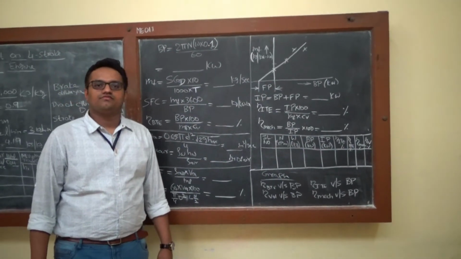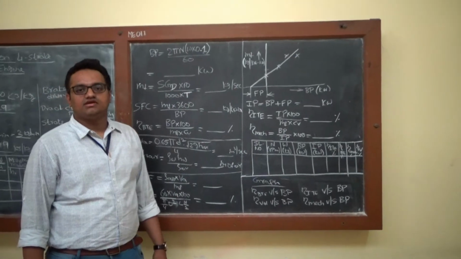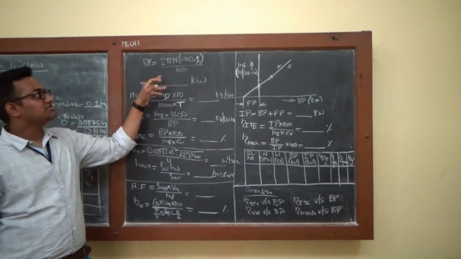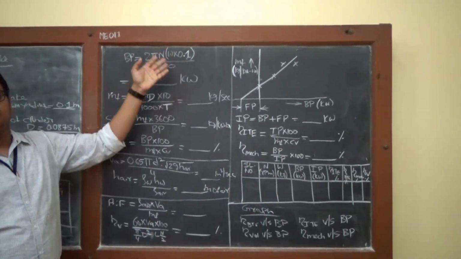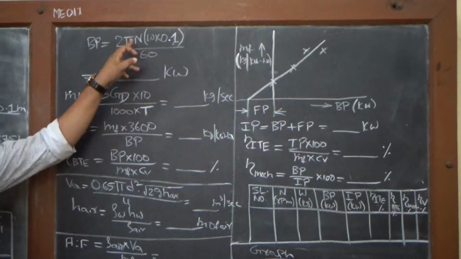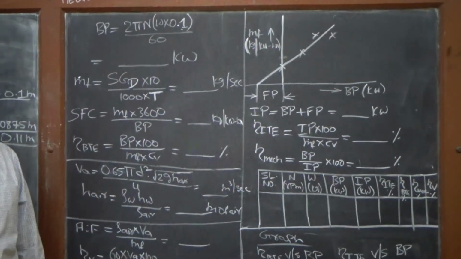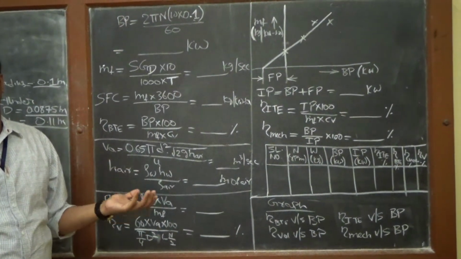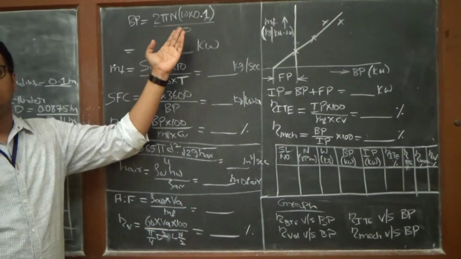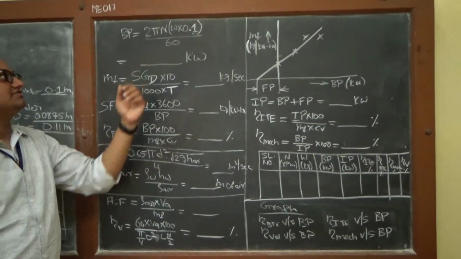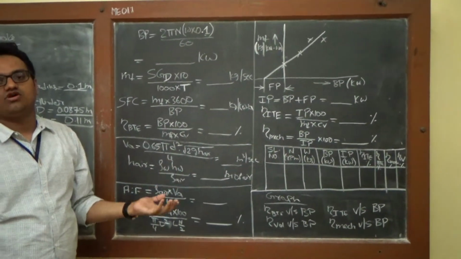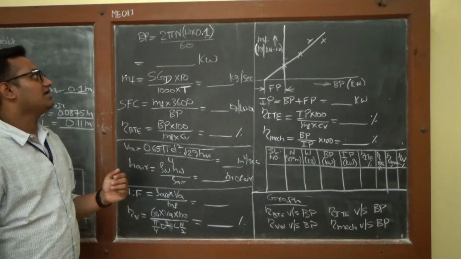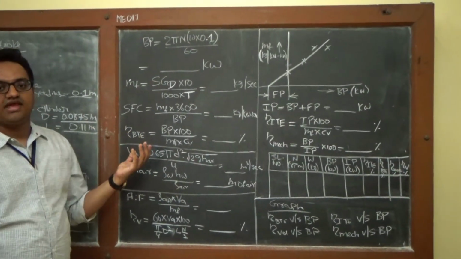Okay, now we have already conducted the experiments, and the typical calculation is something like this. We have BP, which is 2 pi n T by 60, a general formula. n we already have, it's 1500 rpm, which we have kept constant. Instead of T we have load times radial length. Load is W, which we have tabulated, and 0.1 meters is the radius of the brake drum, divided by 60, and that gives us the brake power, also called brake horsepower.